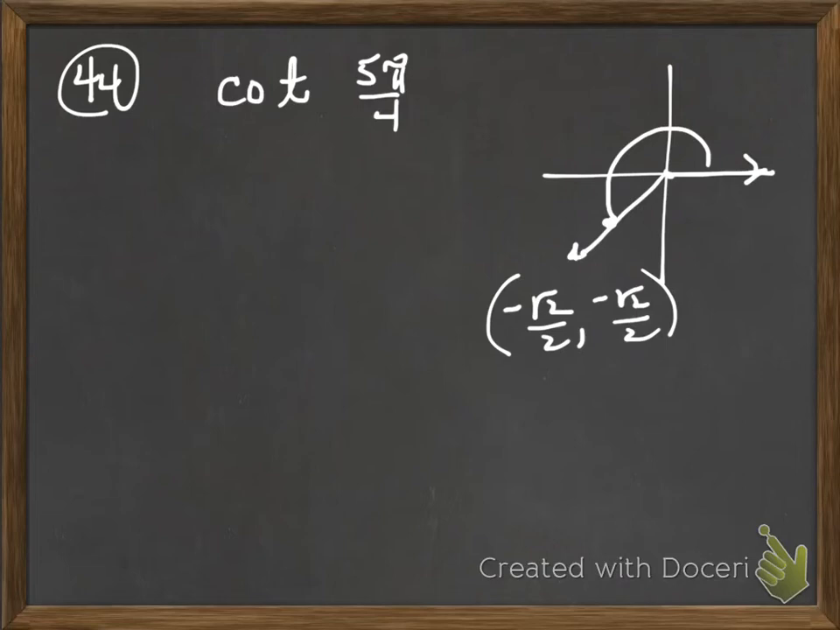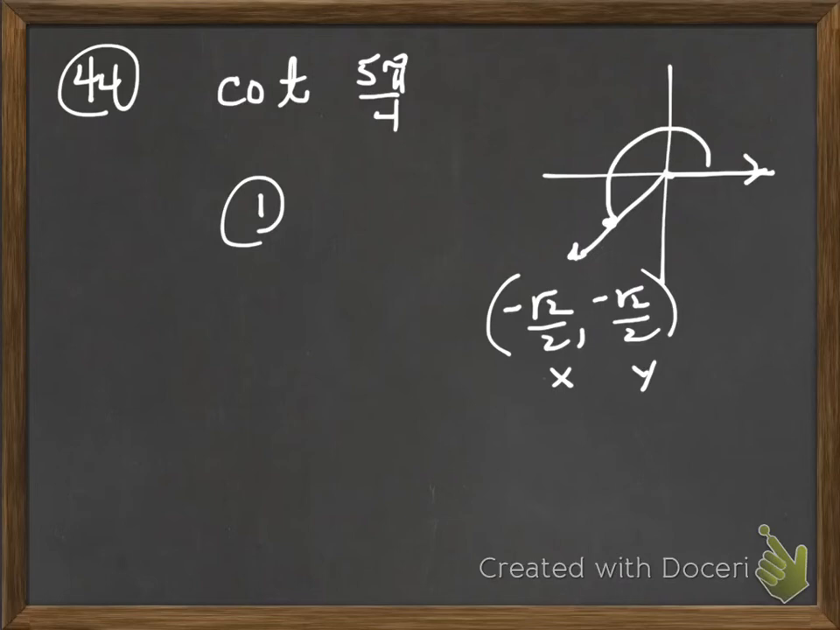Cotangent is the reciprocal of tangent, and tangent is y over x. So both of these x and y's are the same value, so you're actually just going to divide them. Cotangent is actually x over y. Doesn't really matter in this specific point because the x and the y both have the same value. So if you do x divided by y, that's going to give you the value of 1.